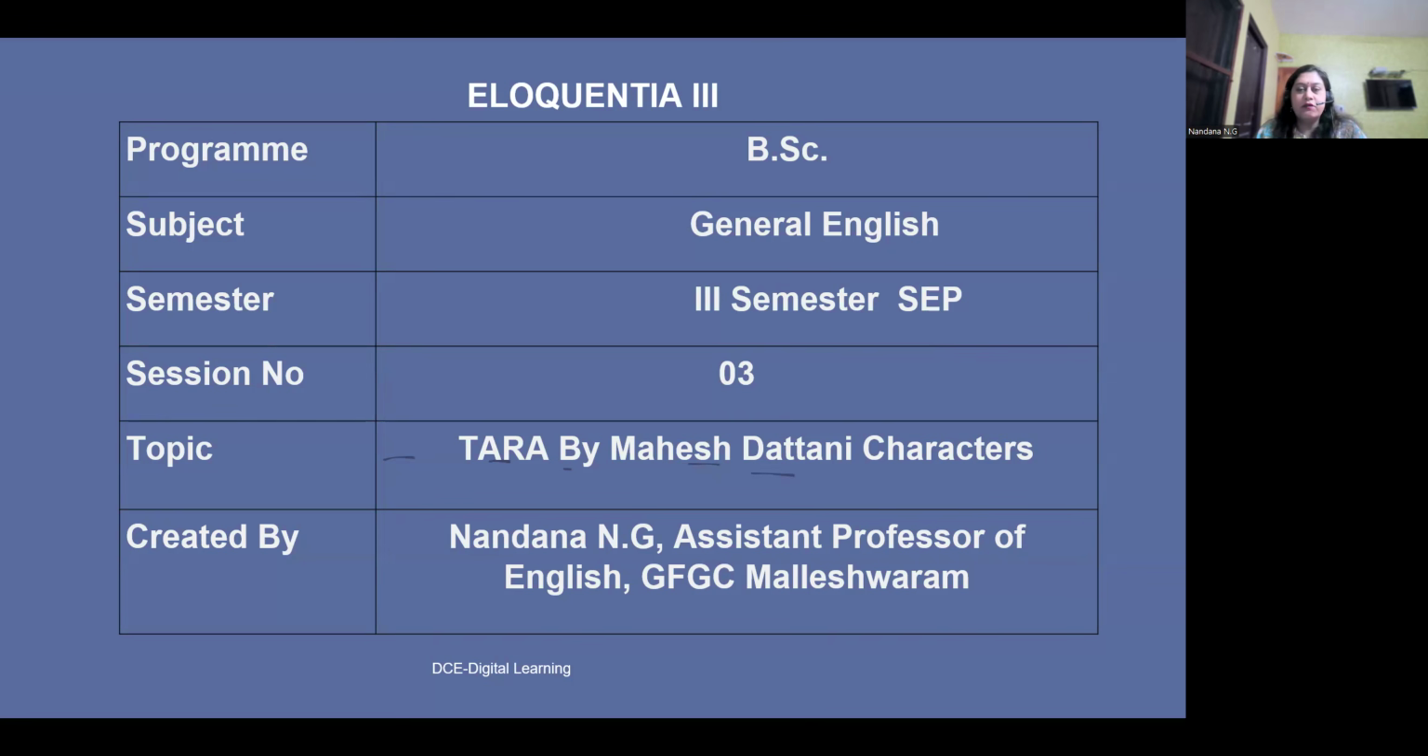Eloquentia 3 is the title of the third semester General English textbook prescribed for the BSc stream affiliated to Bengaluru City University. Tara by Mahesh Dattani is a literary component for 20 marks. In the previous two sessions, the first session, we introduced ourselves to the author and the play. And in session number 2, we had a detailed discussion of the plot. In this third session, we'll be having a character sketch of all the relevant characters of the play, Tara by Mahesh Dattani. I'm Nandana NG, Assistant Professor of English, Government First Grade College, Malleshwaram.